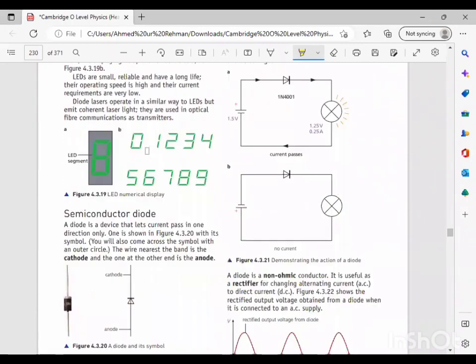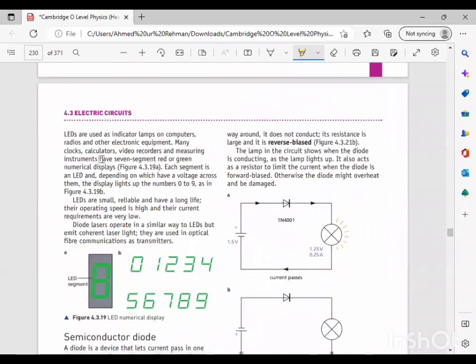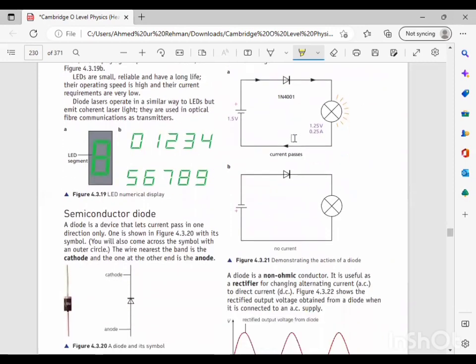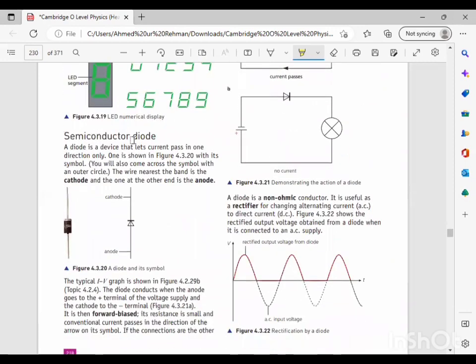Let's see. LEDs are used as indicator lamps in computers, radios, and other electronic equipment. Many clocks, calculators, video recorders, and measuring instruments have 7-segment displays, red or green. Okay, each segment is an LED. Okay. Then finally, I'm saying let's stop for today.